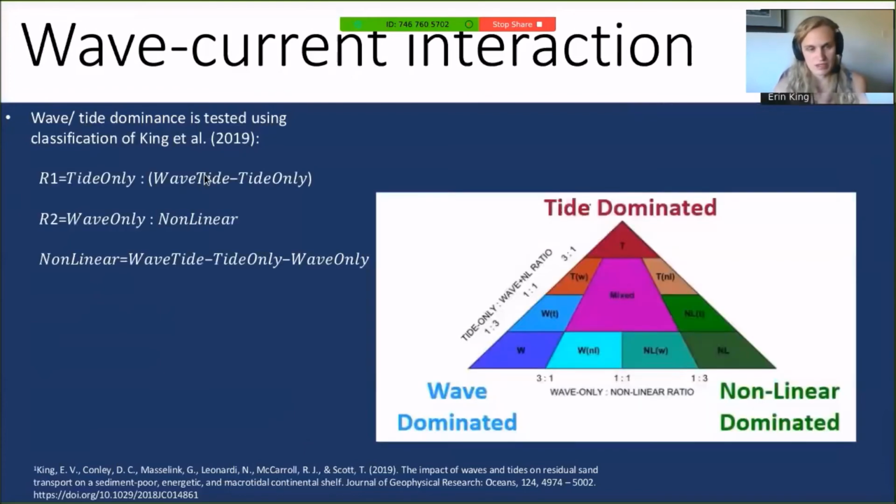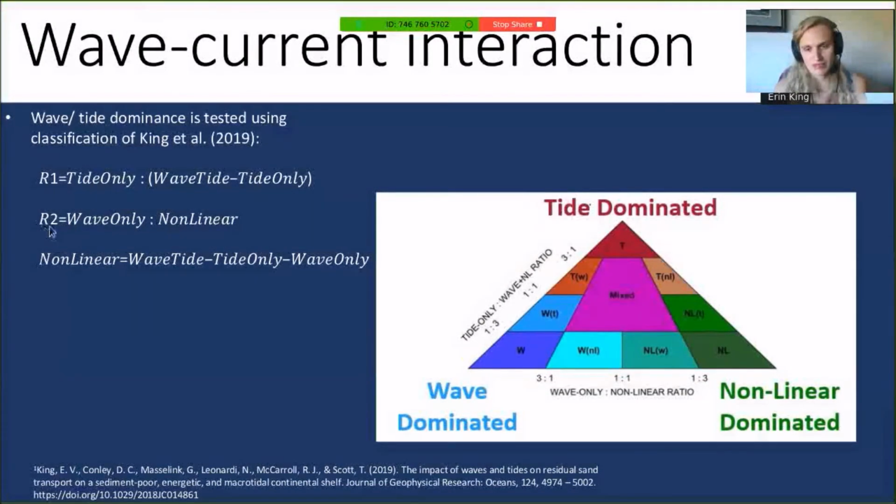And this scheme goes like this. We have two ratios. The first ratio is bypassing, in this case headland bypassing, for a tide-only scenario relative to the headland bypassing in a wave and tide scenario, and you subtract the tide-only signal from that. So that's essentially the tide-only bypassing relative to the effect of waves as well as nonlinear interactions.